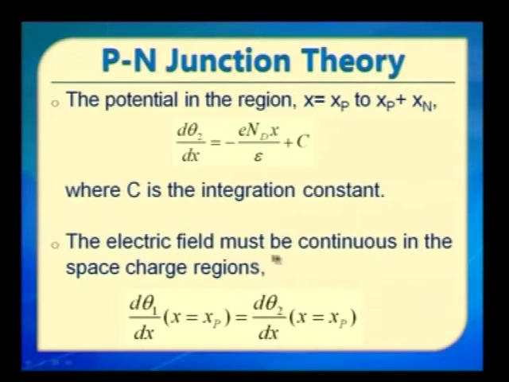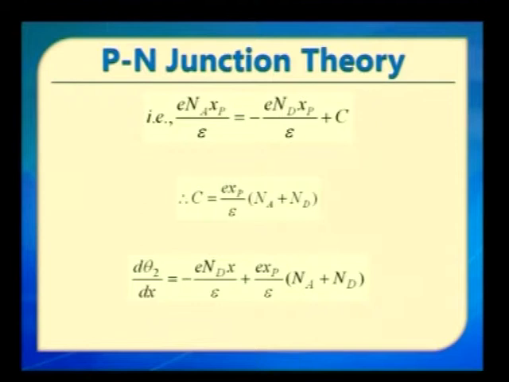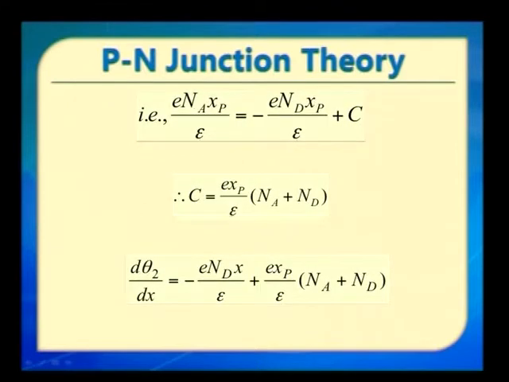The electric field must be continuous in the space charge regions. Hence, d theta 1 by dx should be equal to d theta 2 by dx at x equal to x p. So, that makes E times n a into x p by epsilon to be equal to minus E times n d into x p by epsilon plus c. This expression c will become E into x p by epsilon multiplied by N a plus N d.